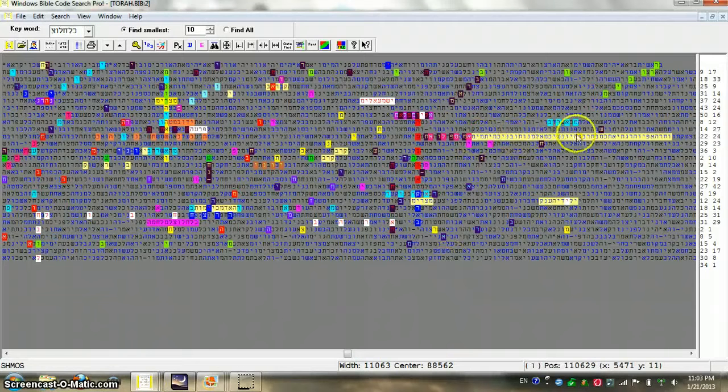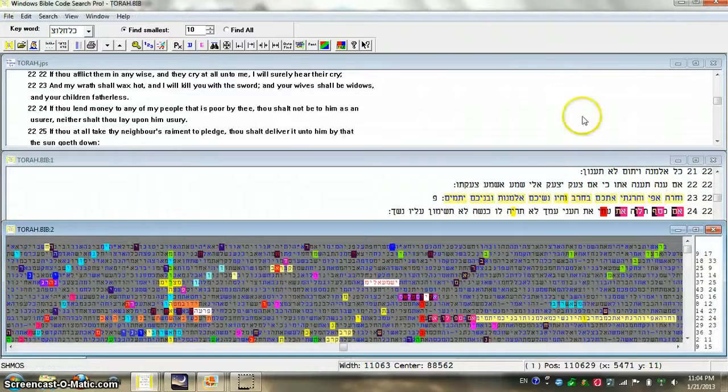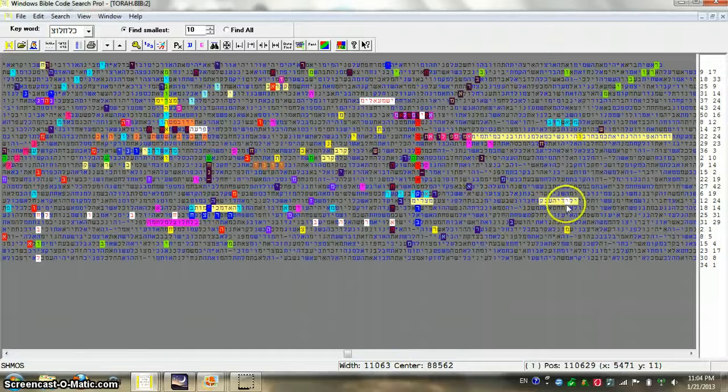For instance, this verse that connects to Islam and the word bound. Okay, and we'll just go over and look at that. It's verse 23, and my wrath shall wax hot, and I will kill you with the sword, and your wives shall be widows, and your children fatherless. So this is the actual verse that alarmed Rabbi Glazerson that there would be some sort of danger.